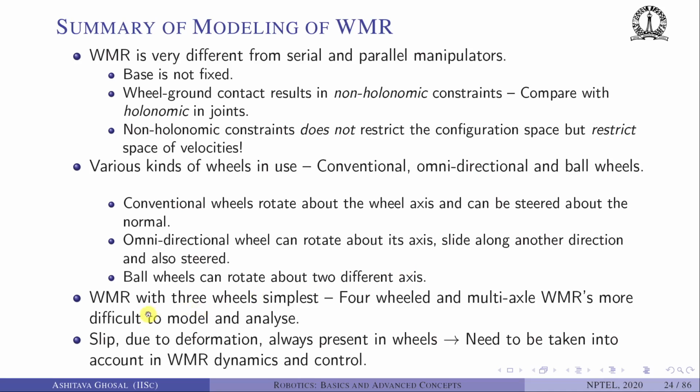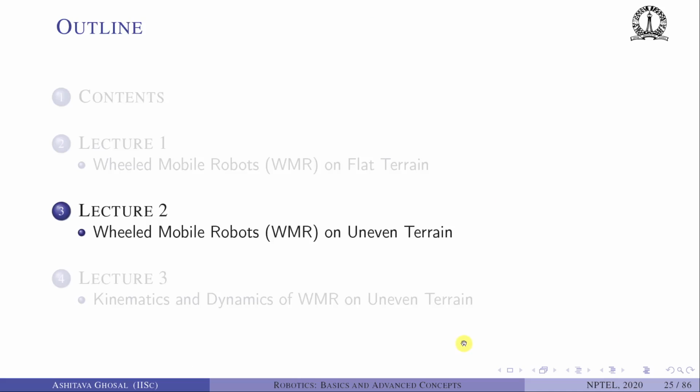Okay, so the WMR with 3 wheels is the simplest configuration. 4-wheel and multi-axle WMRs are more difficult to model and analyze. And finally, the slip, which is due to the deformation always present in the wheels, needs to be taken into account in WMR dynamics and control. Okay. So in the next lecture, we'll look at wheel mobile robots on uneven terrain.